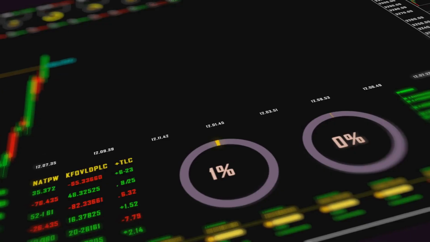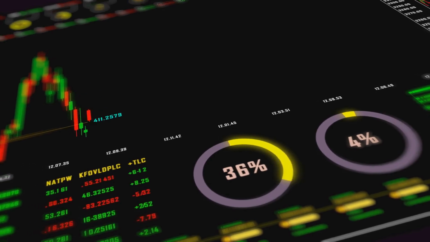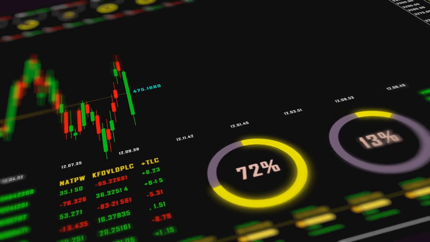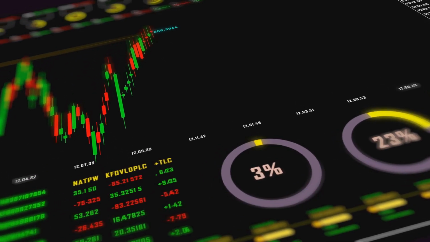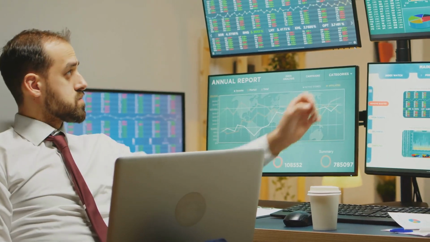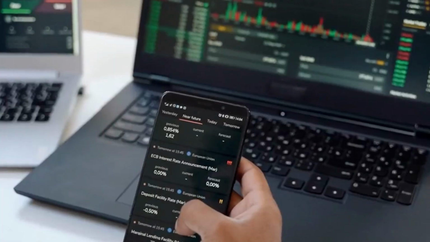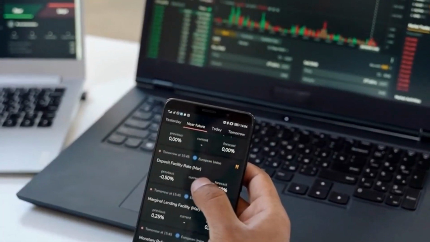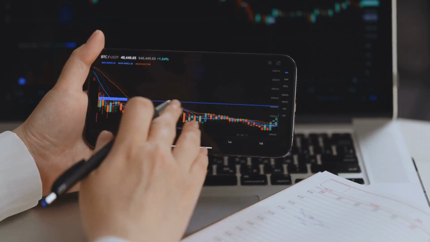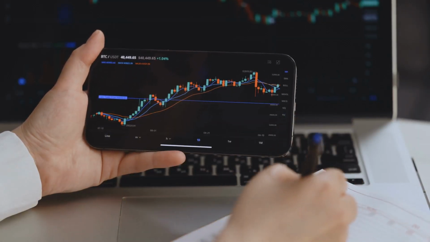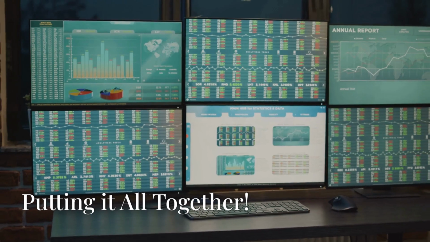Remember, your initial analysis, no matter how thorough, is based on a snapshot of the market at a specific point in time. Things change, and you need to be ready to adapt. This might involve adjusting your stop-loss orders, taking profits, or even exiting a trade altogether if the original thesis no longer holds true.